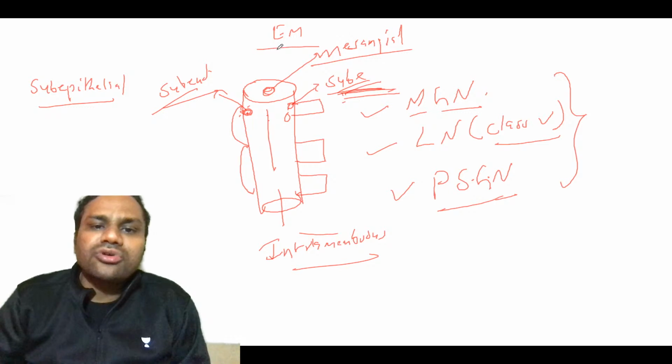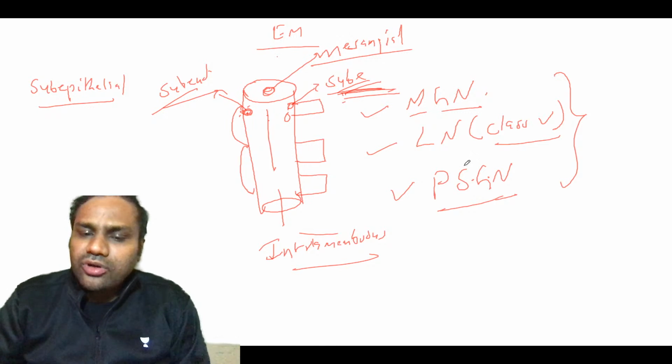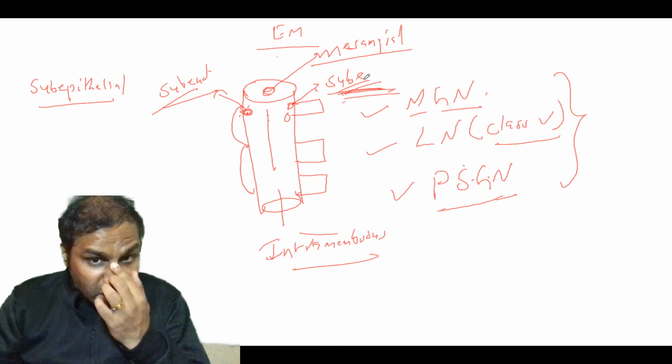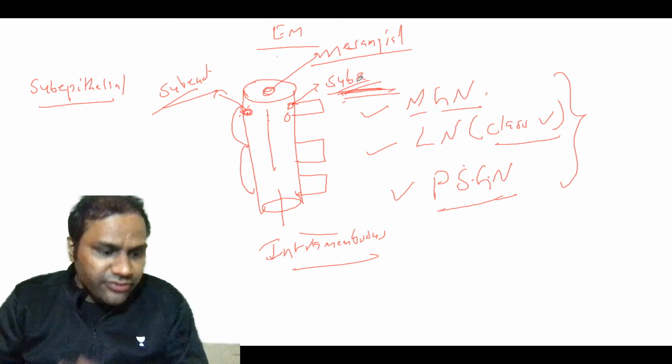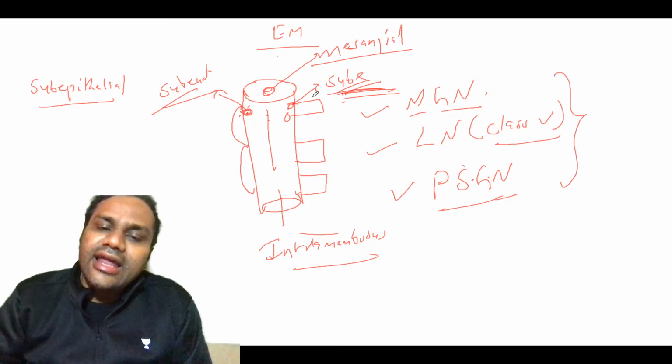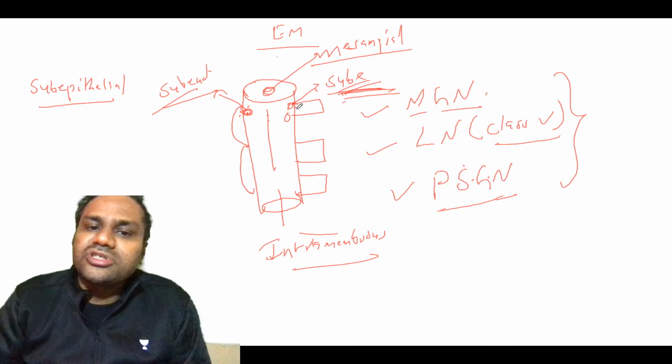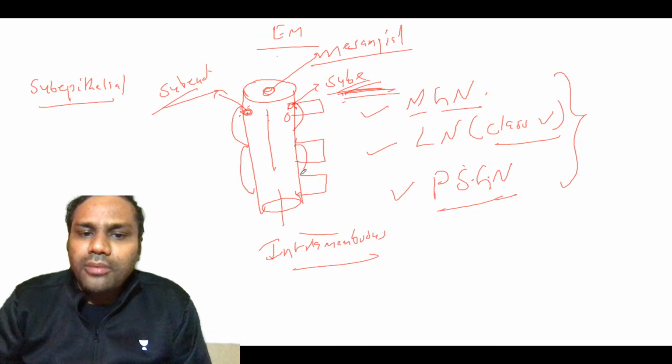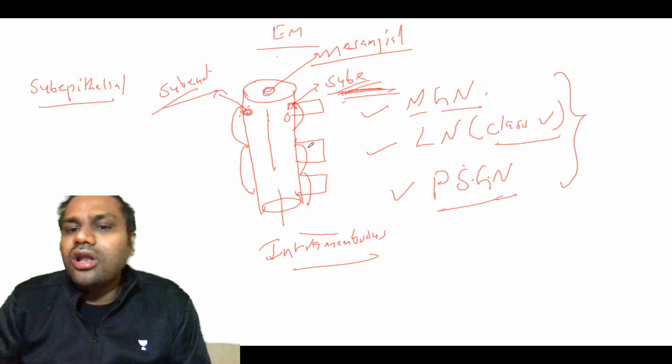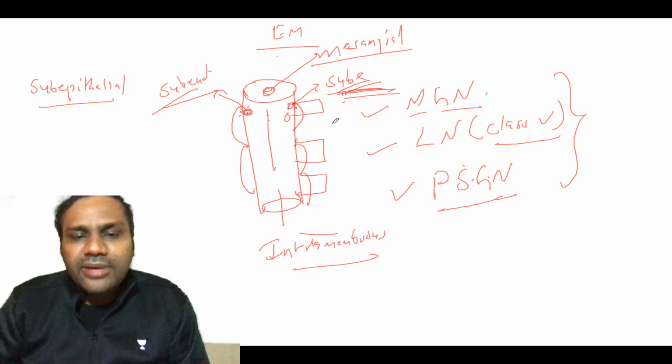In post streptococcal glomerulonephritis, where do you get deposits? Basically in the subepithelial region. In the subepithelial region they will form humps. Wherever they are deposited, they will form humps, hence they are also called lumpy bumpy.